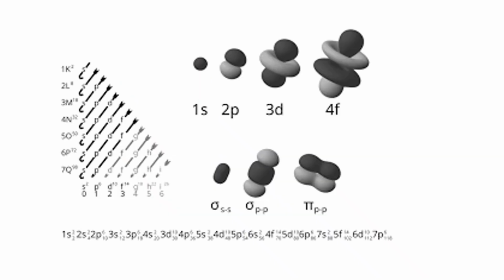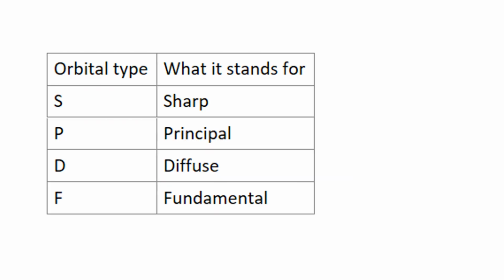So as a recap, electrons don't just orbit like planets. They exist in 3D regions called orbitals. Each shell has its own set of these orbitals, and the shapes get more interesting as we go higher.